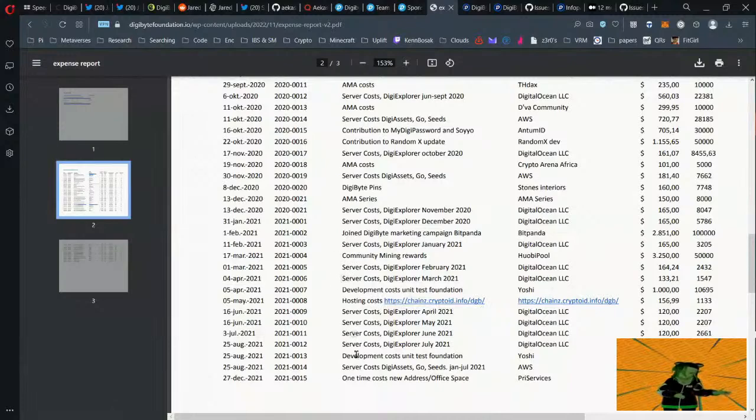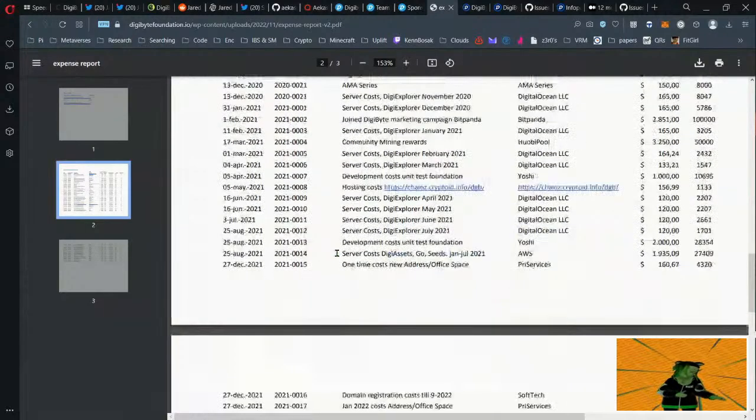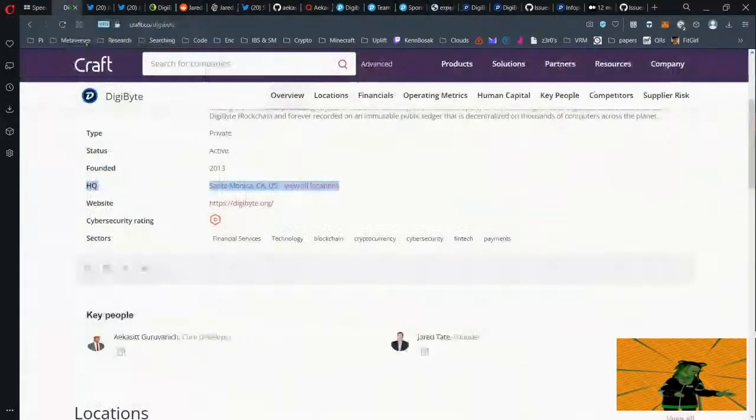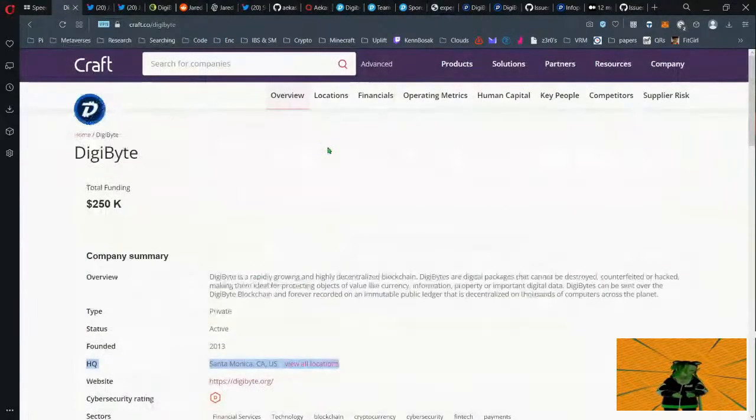But then we see chains hosting on chains. That's a bit different. We can see a one-time cost, new address, and office space, and PRI services. PRI is short for something. It's private services, so they basically were using some form of private service to create a business. And this is why I think this is actually what we were looking at for this. So I think this is actually for the foundation.